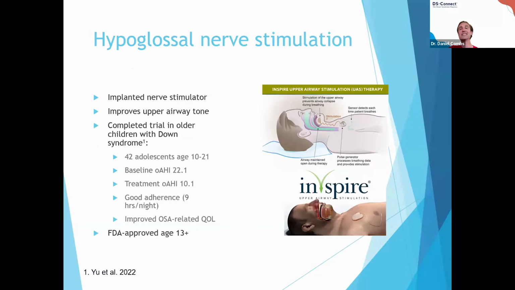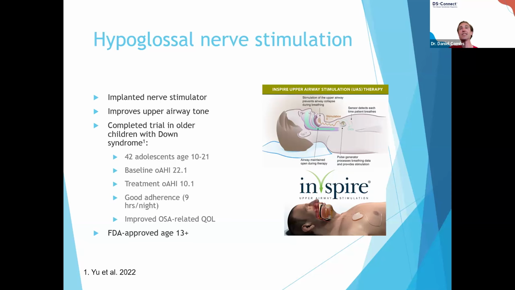Hypoglossal nerve stimulation. So this is approved for people with Down syndrome specifically. This is a nerve stimulator that improves upper airway muscle tone. I'd mentioned that low muscle tone is one of those contributing factors. Essentially, they implant a little pacemaker battery here and run a wire up to your hypoglossal nerve, which basically pushes your tongue forward up and out of the airway while you're asleep to treat sleep apnea.